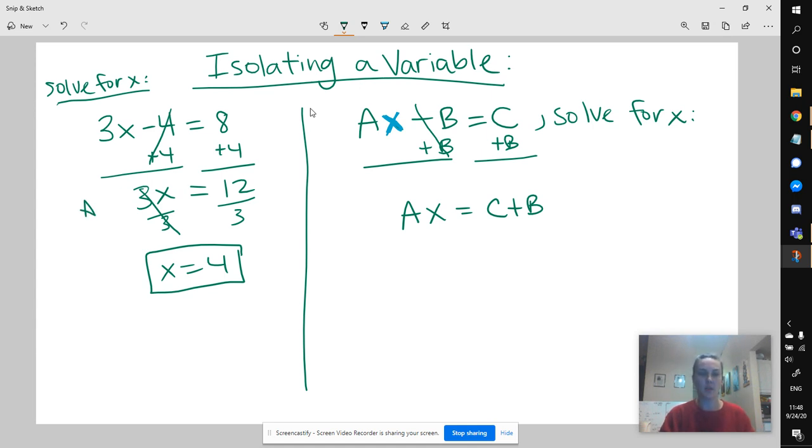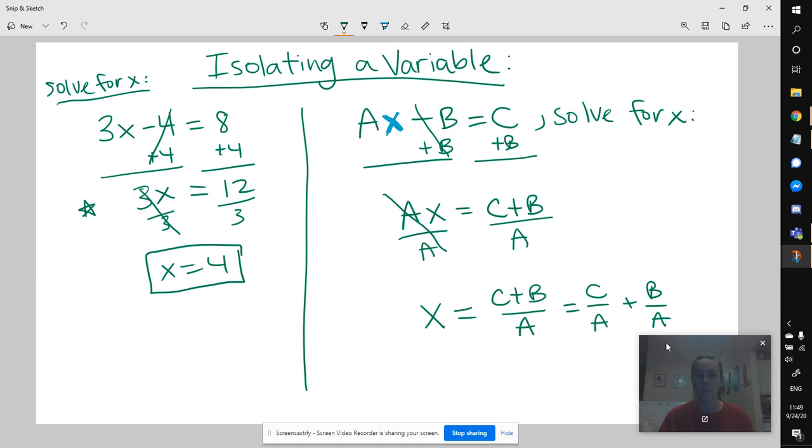Okay, over on this analogous step here, when we had 3 times x equals 12, we divided by 3 to get the x alone. Over here, if we want this x alone, we need to divide by a. Fine. Ax divided by a is just x. c plus b over a is just c plus b over a. The other way to write this is we can divide the c by a, and we can divide the b by a.